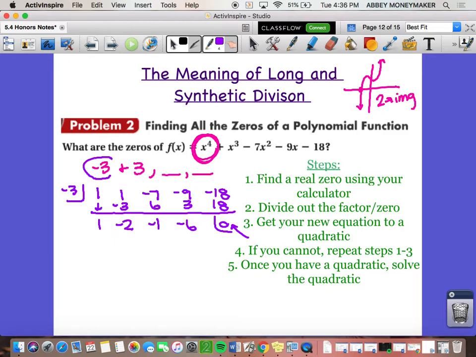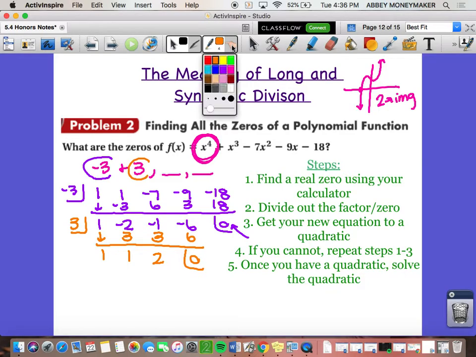Okay? Now, this is where it gets a little tricky. From here, you're going to take that second solution, and you're going to do synthetic division again with respect to your new values that you got here. The 1, the negative 2, the negative 1, and the negative 6. So again, we're going to bring that first term straight down. 3 times 1 gives me 3, 1, 3, 2, 6, 0.